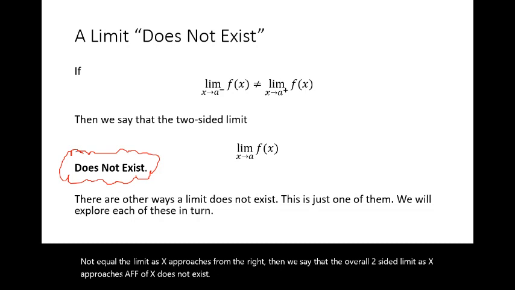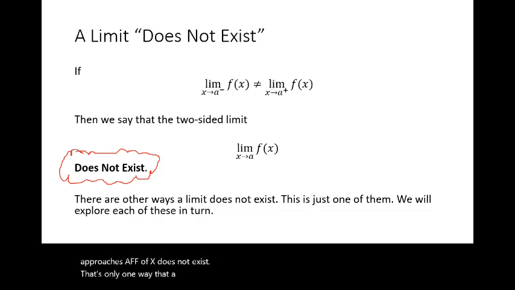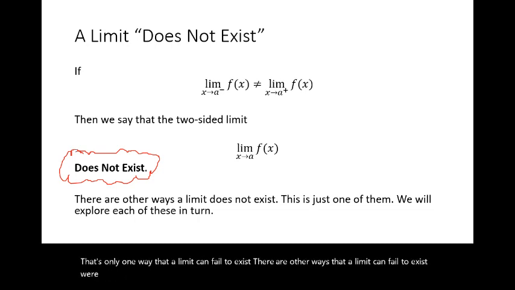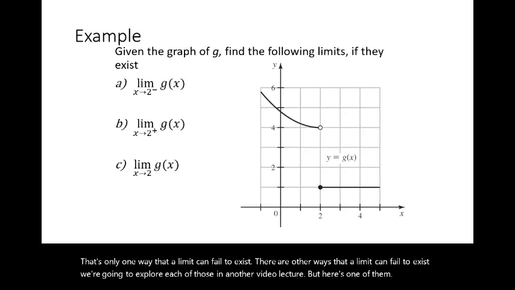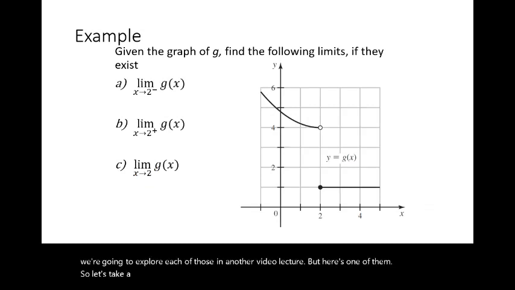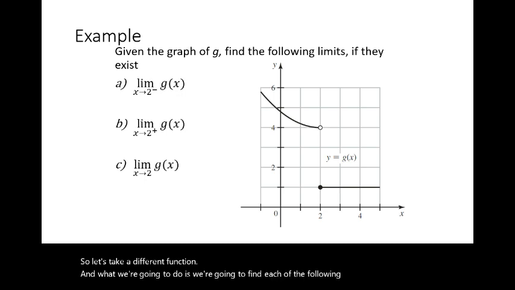That's only one way that a limit can fail to exist. There are other ways that a limit can fail to exist. We're going to explore each of those in another video lecture, but here's one of them. So let's take a different function, and what we're going to do is find each of the following limits if they exist.